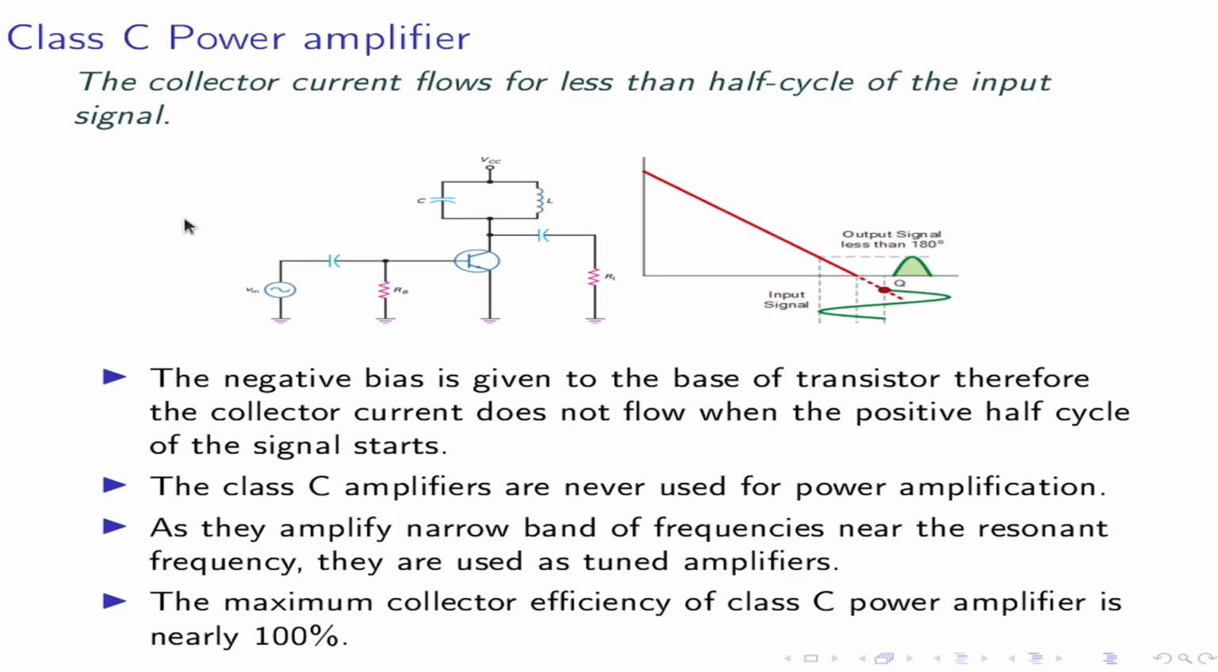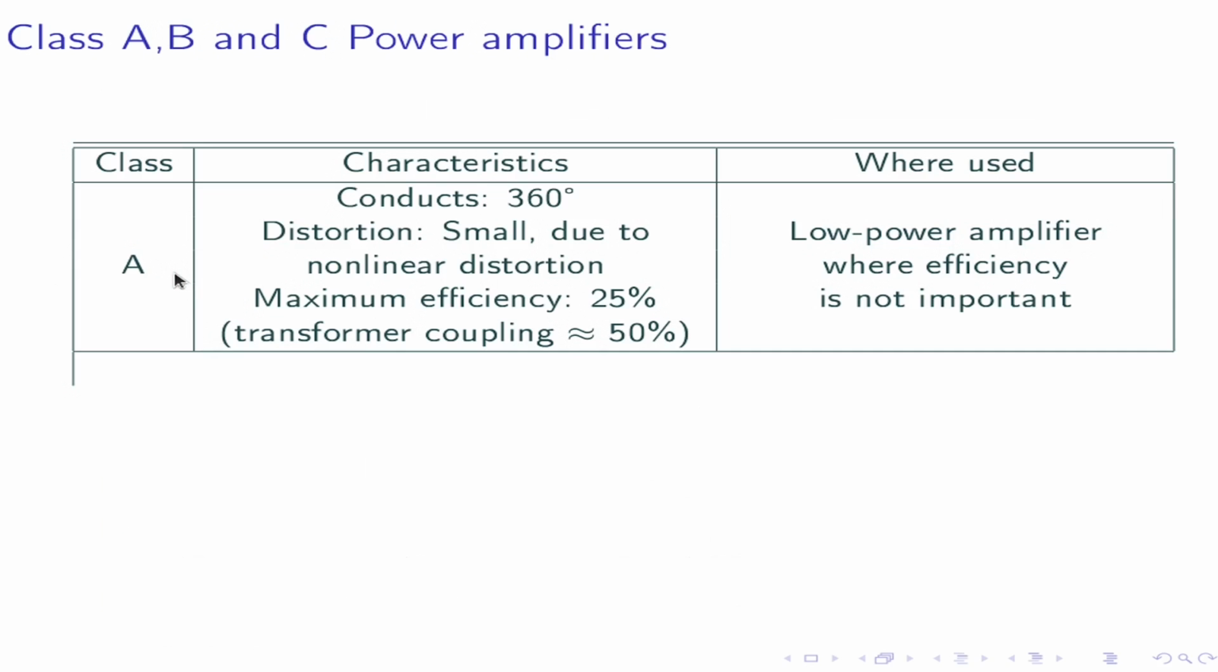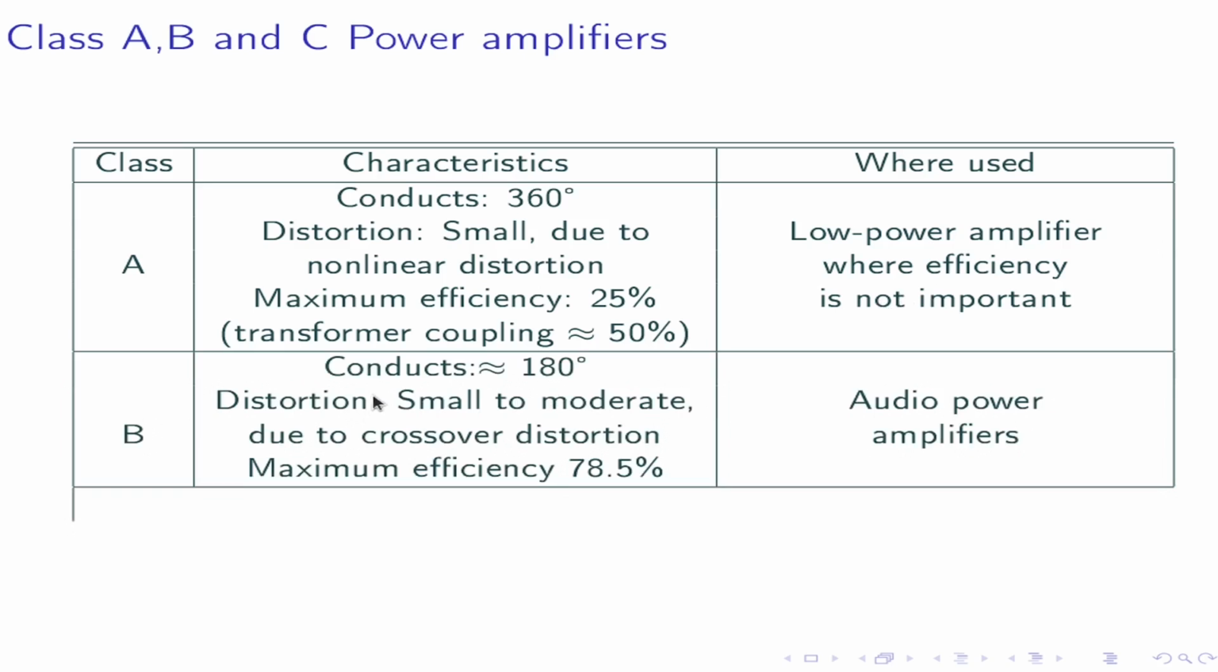The maximum collector efficiency of Class C power amplifier is approximately 100%. For Class C amplifier, it conducts 360 degree. Distortion is small due to nonlinear distortion. Maximum efficiency is 25% and you can increase it to 50% by using transformer coupling. Class A amplifier is used in low power amplifiers where efficiency is not important. Class B power amplifier conducts 180 degree and has small to moderate distortion due to crossover distortion. Maximum efficiency is 78.5%. It is used in audio power amplifiers.